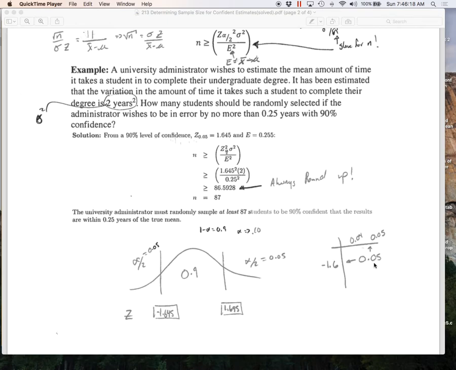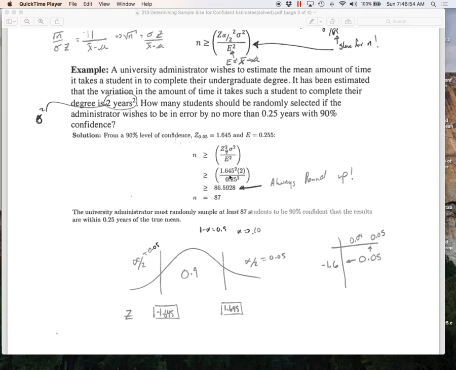Again, you can go to your z table, look up 0.05, and you'll find it in the negative 1.6 row, and somewhere in between 0.04 and 0.05. You won't find it perfectly. So I'm just going to split the difference and say this is 1.645, somewhere right in the middle here. So that is the z value that corresponds to 90% confidence. Sigma squared is just root 2 squared, otherwise known as 2. Divided by the amount of error that we're allowing, which is 0.25 squared.